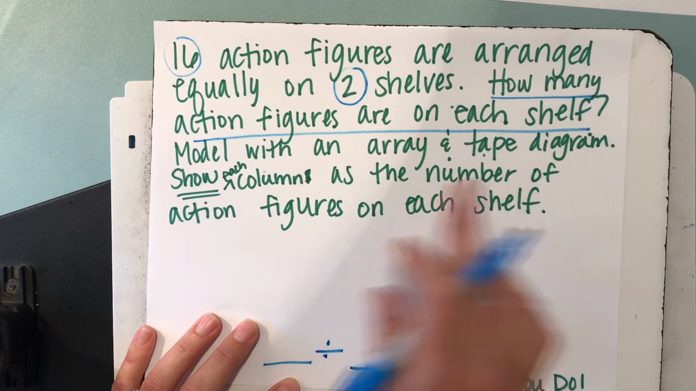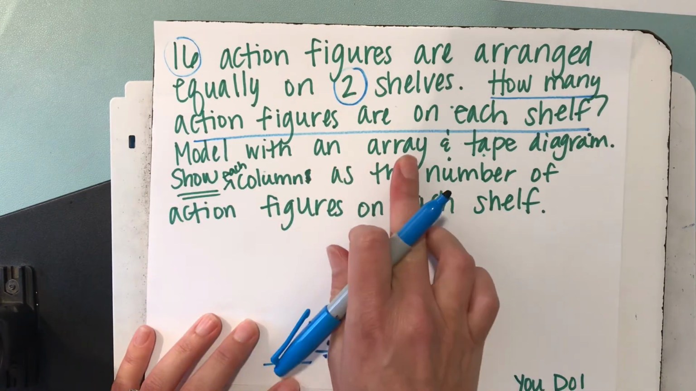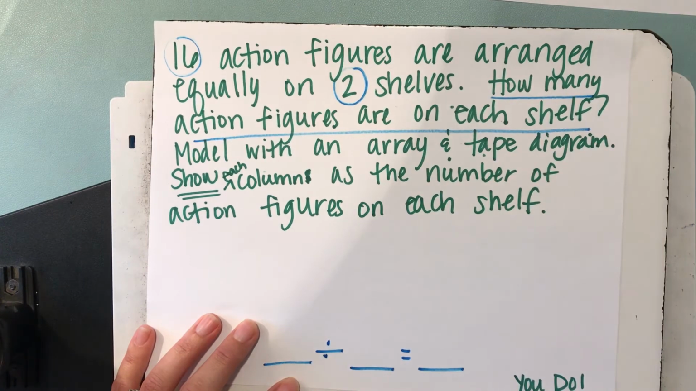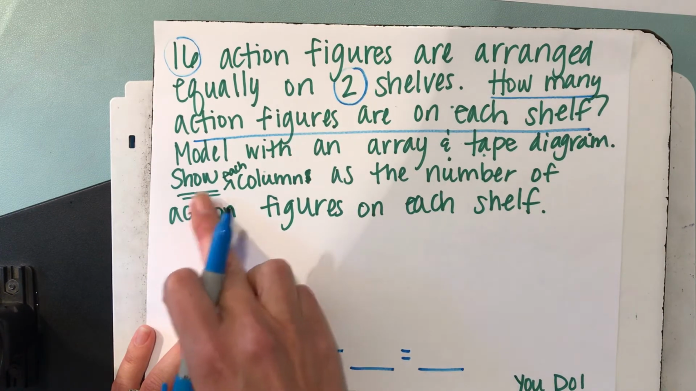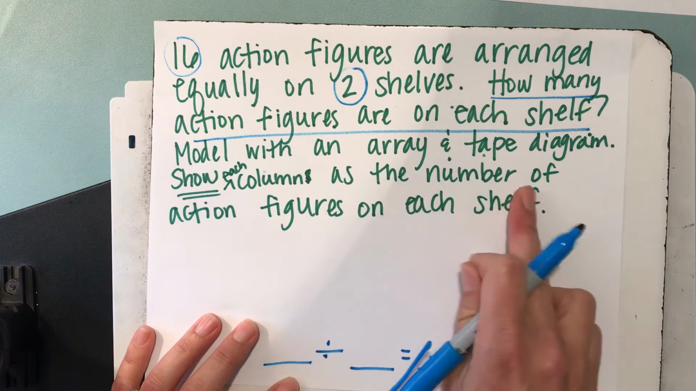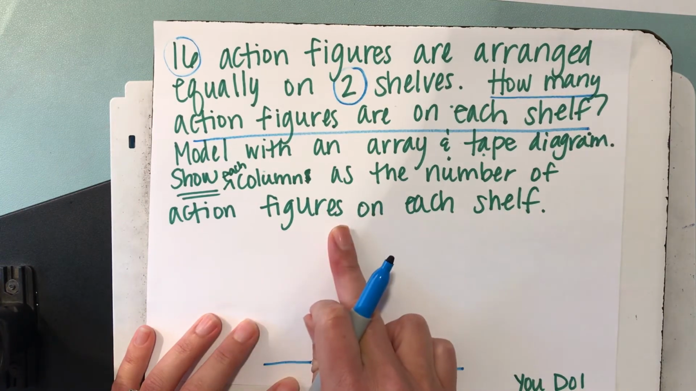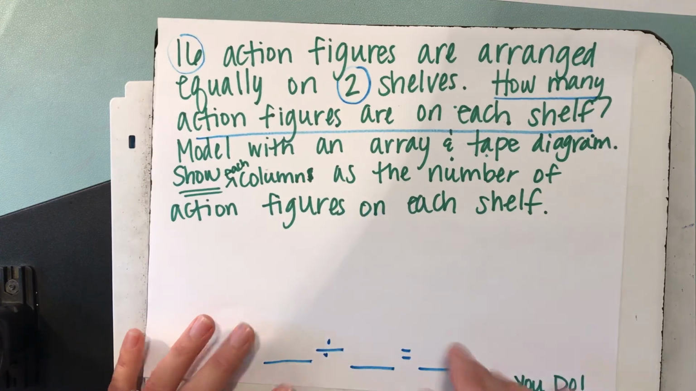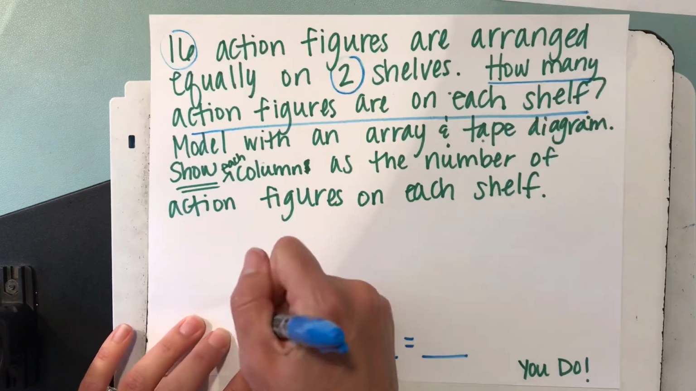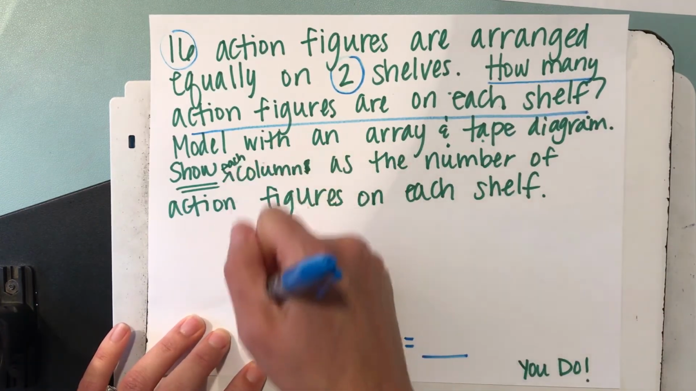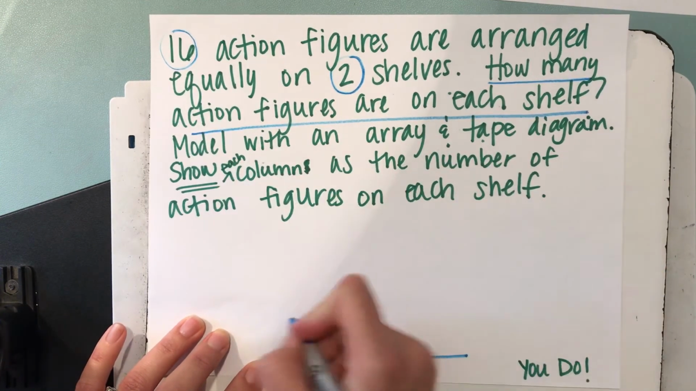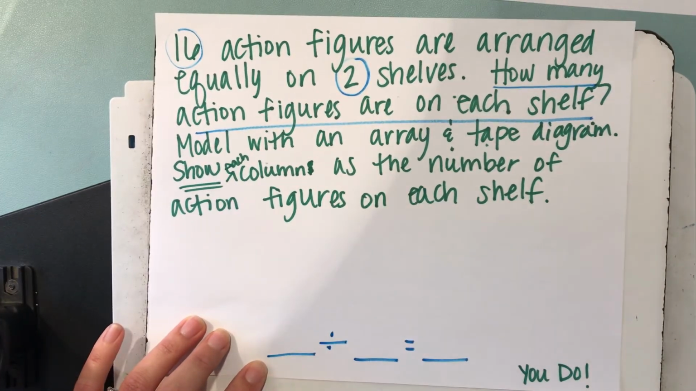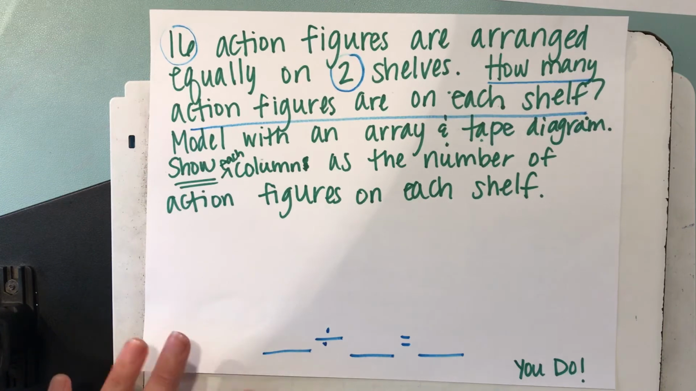And then I want you to say model with an array and a tape diagram. So you're doing both. Show each column as the number of action figures on each shelf. What's nice about the whiteboard right now is that you can make your tape diagram a little bit longer just in case you need to put more, because you're gonna put them in columns, okay? So go ahead and try this problem out and see if you can do it on your own.